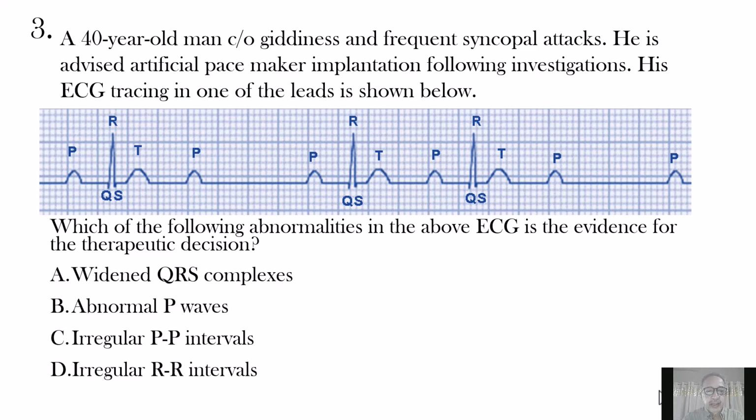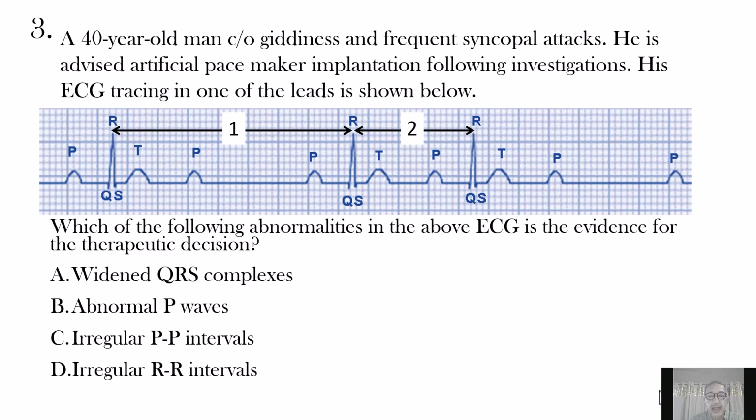The options are widened QRS complex, not very evident here. Abnormal P waves: P waves are normal, occurring normally but independent of the QRS. Irregular PP interval: the PP interval also looks normal, it is coming very regularly. Irregular RR intervals: yes, RR intervals are irregular. Look at this, this is a large interval. This is a smaller interval.